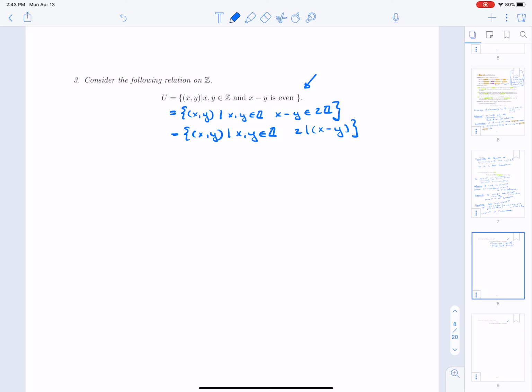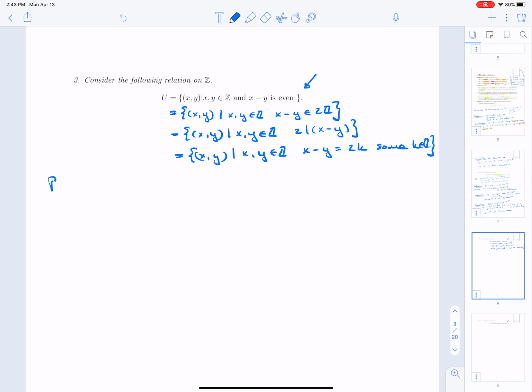What's another way of writing this? We could say x, y such that they're integers, and x minus y is equal to 2k for some k in the integers. Lots of different ways of saying the same thing.